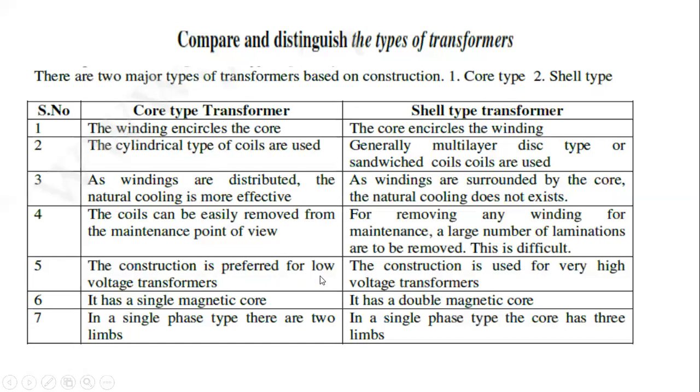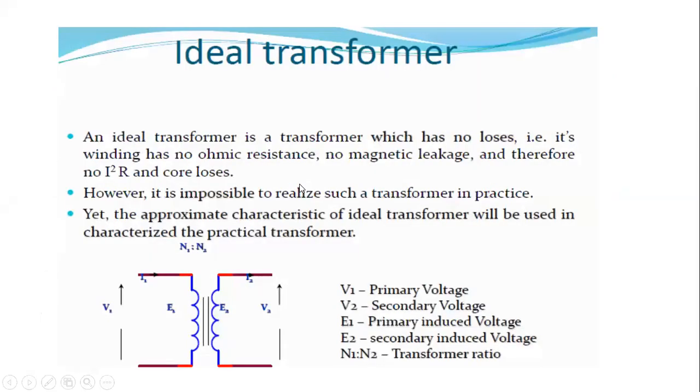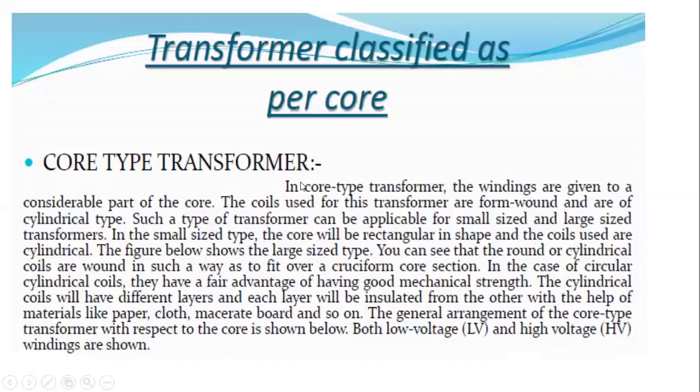And this is the comparison between the core type and the shell type transformers, the difference between them, and this is the diagram for the core type and the shell type transformers. In the next class we will discuss the EMF equation, how we derive the EMF equation and what the formula is for the EMF that will be induced in the transformers. All that will be discussed.